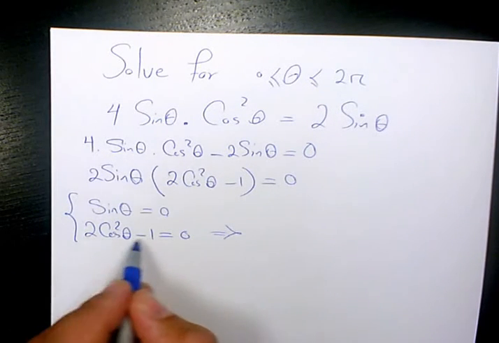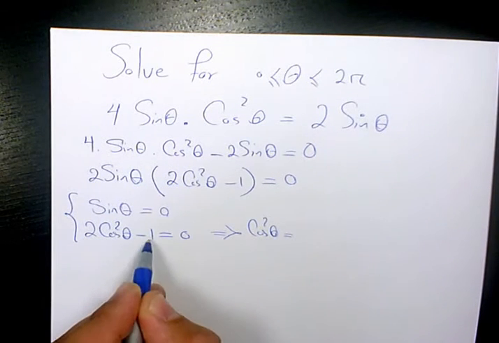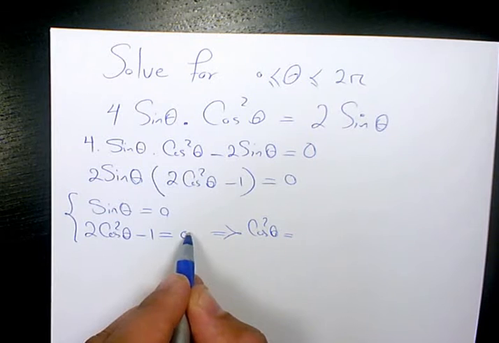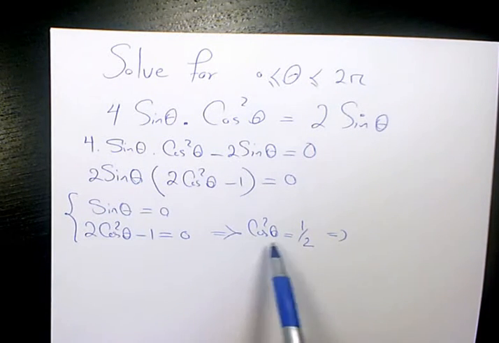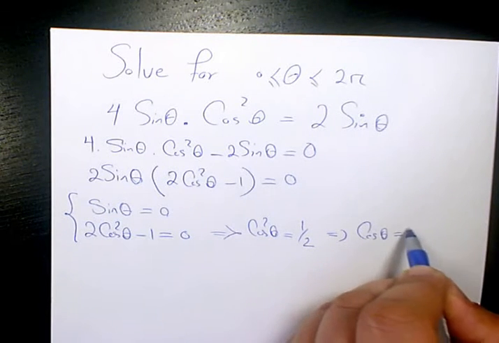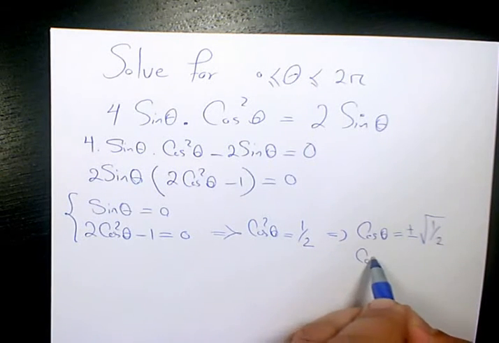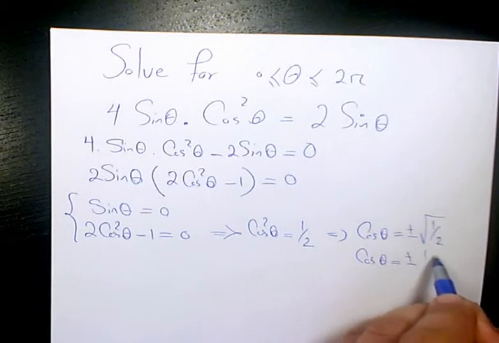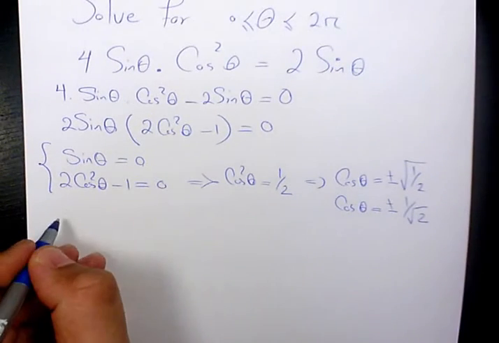So then I need to isolate cosine squared. It's going to be cosine squared equals, move negative 1 over here, it's going to be positive 1, divided by 2 is going to be 1 over 2. And then I need to find the square root of both sides, so cosine theta will be plus or minus the square root of 1 over 2. Or you can say cosine theta equals plus or minus 1 over root 2. So we have 3 cases right now.